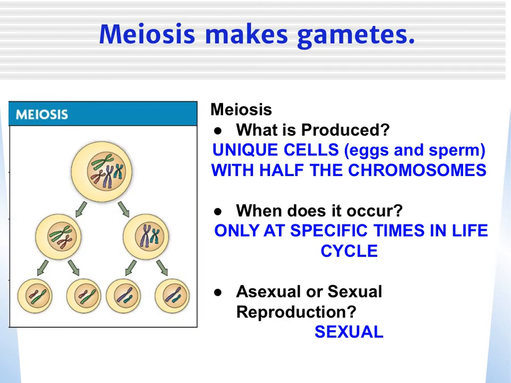But there's a second type of cell division that's called meiosis. Meiosis is a type of cell division that creates cells that are all different from one another. Now, meiosis is only used to make two types of cells: sperm cells in males and egg cells in females.